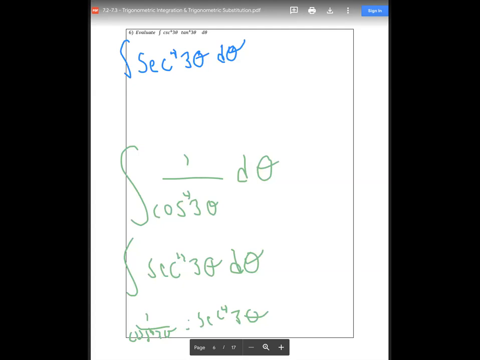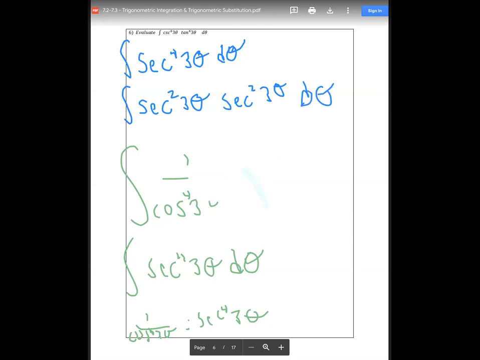So I'm going to do exactly what it says. It's rule number 5. When the secant is even, you save 1 secant squared. So we're going to save 1 secant squared of 3 theta. And then we're going to convert the rest to tangents.